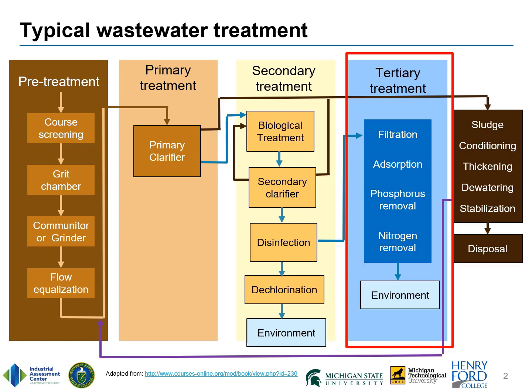This can include filtration to remove particles that did not settle in a secondary clarifier, or adsorption for the removal of specific organic chemicals and/or heavy metals. Phosphorus can be removed through precipitation or additional biological treatment. And finally, nitrogen can be removed also by additional biological treatment.